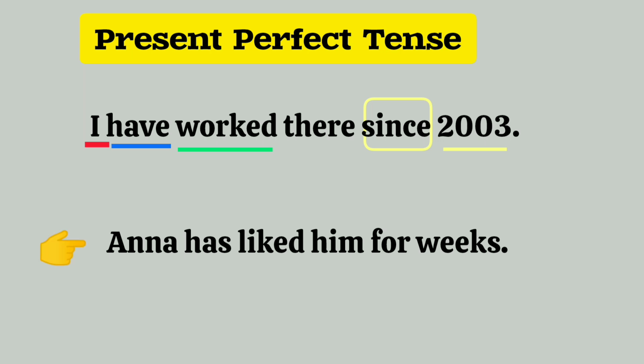Take a look at the next example. Anna has liked him for weeks. In this case, the subject is Anna. That means she, and so we use has. We explain how long this action has been true. Then the past participle liked. However, at the end of the sentence, we use for weeks. Notice since, for. When we use the word for, we talk about duration of time.